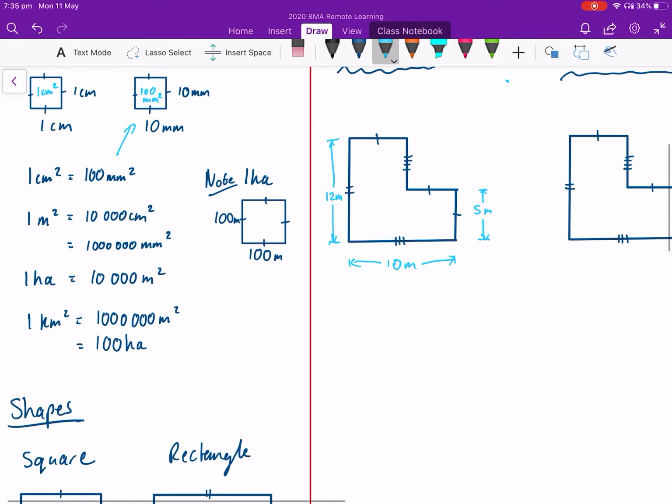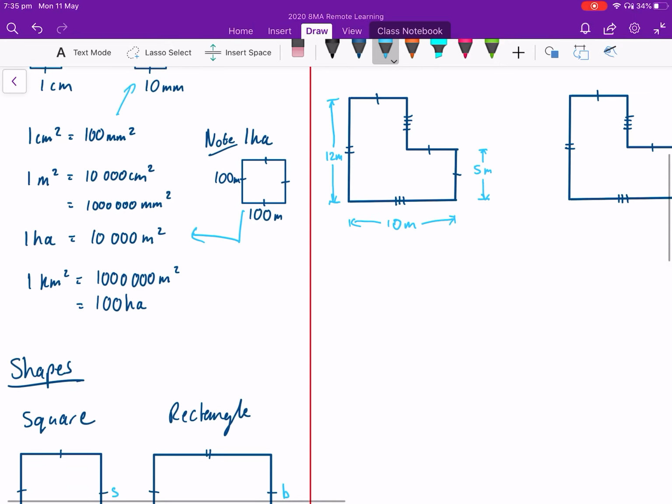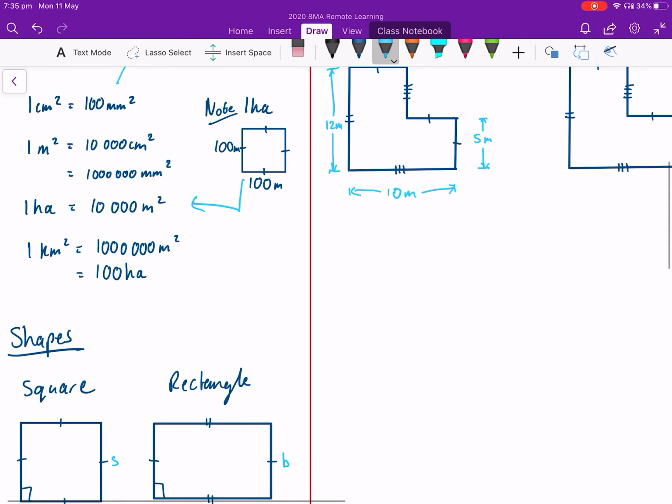So we have all of these ones here, and you might want to write these down, but I will get you to note this one over here that you might not have seen before. We have 1 HA, and this stands for hectare. It's going to be 100 meters by 100 meters square, and that ends up being, which you can see down here, 10,000 meters squared. So you should try and remember that too.